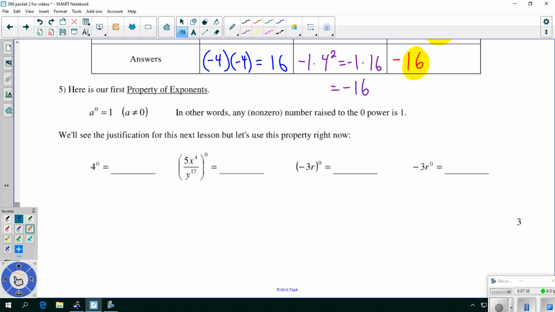So how much is 4 to the 0? It is 1. How much is (5x to the 4th over y to the 17th) all to the 0? It is 1. Anything to the 0 is 1, including (-3r) to the 0. But the last one, -3r to the 0, is not 1. Because again, exponents do not have long reach. That 0 is only applying to the r, the thing it is literally touching. The -3 times is just waiting in the front. R to the 0 is 1, but this answer then is -3.